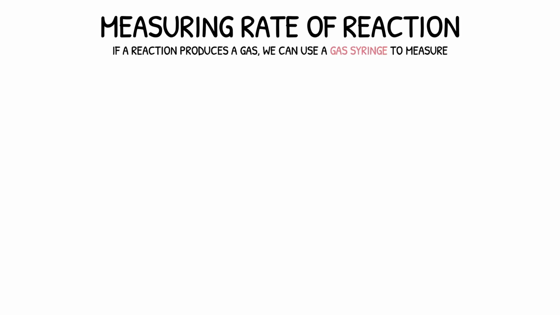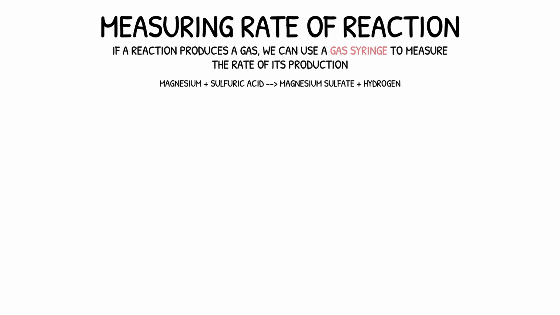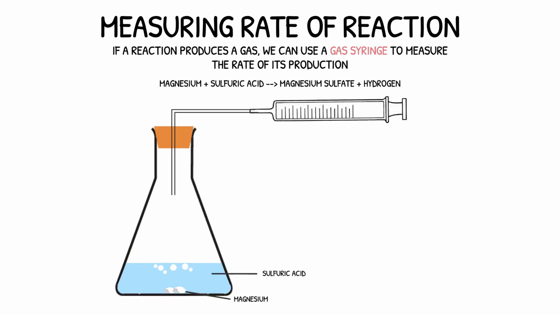In practice, we would monitor the rate of a reaction by measuring changes in the mass or volume of reactants or products. In a reaction that produces a gas, we can use a gas syringe to measure the rate at which the gas is produced, and thus the rate of the reaction. For example, the chemical reaction between magnesium and sulfuric acid produces magnesium sulfate and hydrogen gas. To measure the rate at which the hydrogen is produced, we can use the apparatus pictured here.